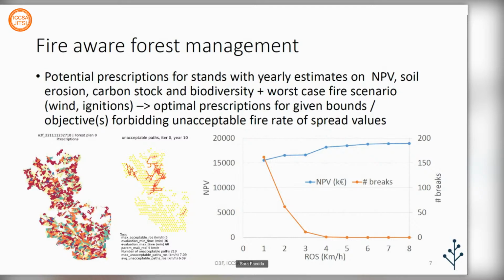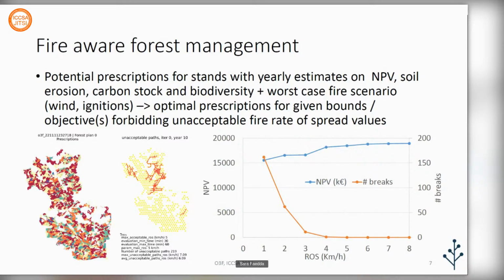When we decrease this threshold, the net present value, which is how much we earn with those prescriptions, also decreases. Starting at around 4 kilometers per hour, there are no feasible solutions for the existing prescriptions, so we must use some standard fire breaks. We will not use any prescription, we'll just cut down everything that is there, and it will be a fire break. Of course, this raises other questions, but this is not the moment to discuss them.